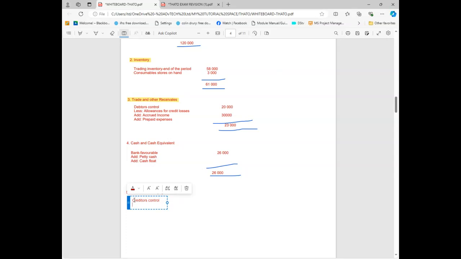And then you must add any accrued expenses. You must add any income received in advance. Okay.